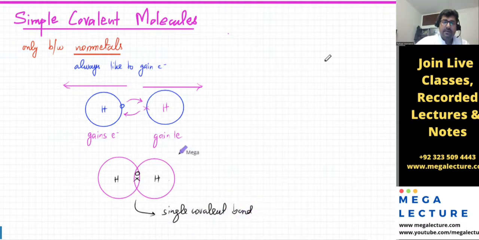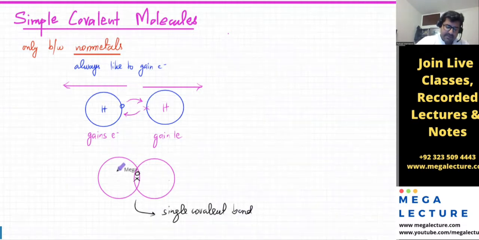And that's known as a single covalent bond. Hydrogen has just one proton, so there's one proton in the nucleus over here. Let me draw a nucleus, it's better.